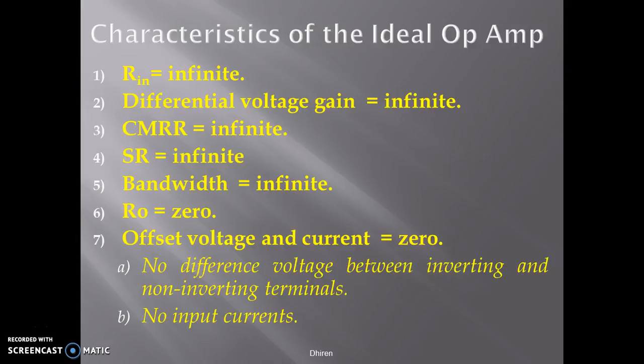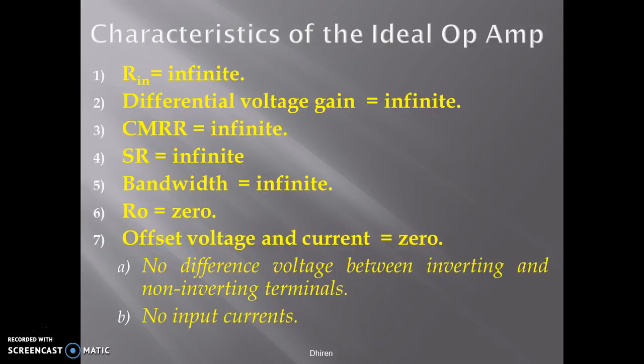First one, Rin, that is input impedance of op-amp, should be infinite. Differential voltage gain should be infinite. CMRR or common mode rejection ratio should be infinite. SR or slew rate should be infinite. Bandwidth of the op-amp should ideally be infinite. RO or output impedance should be as less as 0.